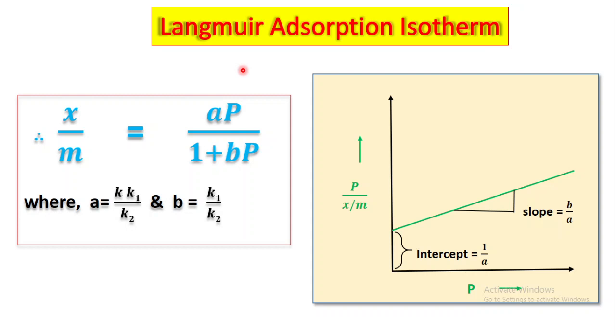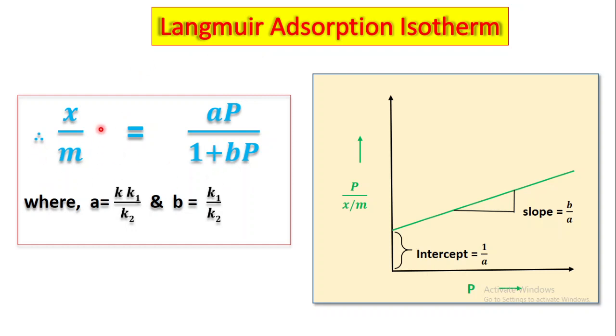Adsorption isotherm is a plot, or a relationship, between the amount of substance adsorbed on the adsorbent, which we also call the extent of adsorption, and the equilibrium pressure or equilibrium concentration at constant temperature. In the previous lecture we saw the Freundlich adsorption isotherm, and in this session we are going to see the Langmuir adsorption isotherm. We are going to derive this equation.